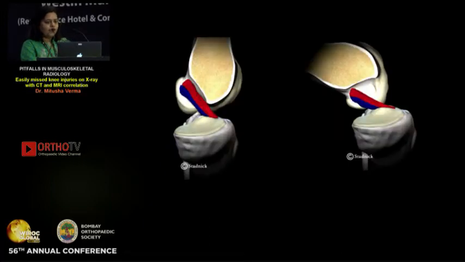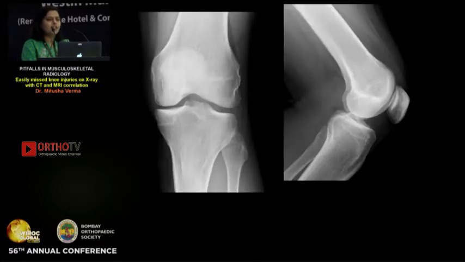So all these intricate soft tissue injuries can definitely be commented upon by modalities like MRI rather than a radiograph. So radiograph definitely will play a role as a primary modality, but many things can be missed.